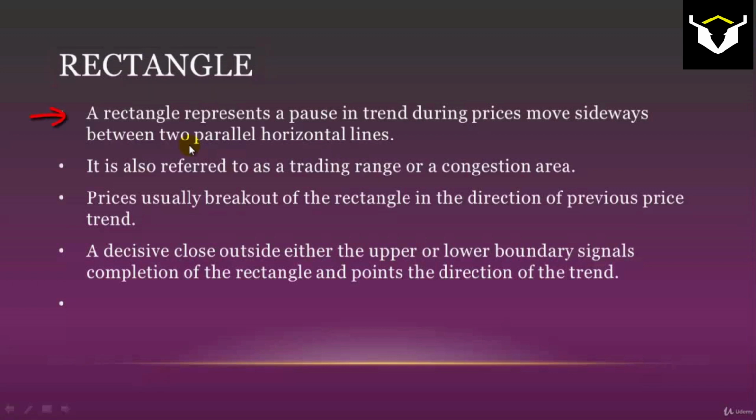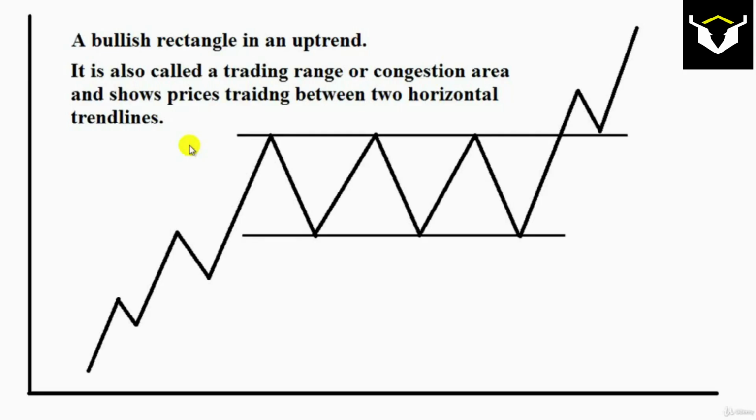A rectangle represents a pause in trend during which price moves sideways between two parallel horizontal lines. It is also referred to as a trading range or a congestion area. Prices usually break out of the rectangle in the direction of the previous trend. A decisive close outside either the upper or lower boundary signals completion of the rectangle and points the direction of the trend. Following is a diagram of a bullish rectangle in an uptrend.